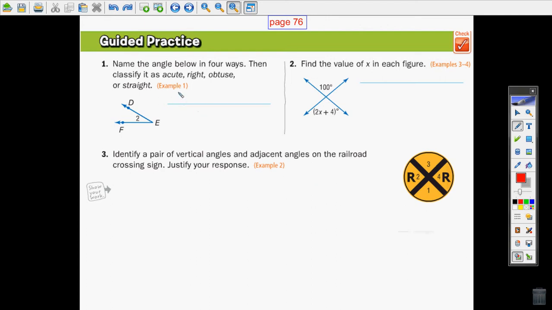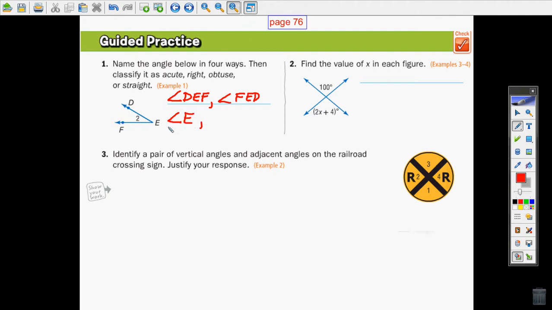Remember that we can name this in 4 different ways. We can name it angle DEF. We can name it angle FED. Notice with both of these labelings, the vertex E is in the middle. That's got to be there. It's very important. That's the number 1 most important criteria when you're naming an angle, is to include the name of the vertex. We've got angle E.